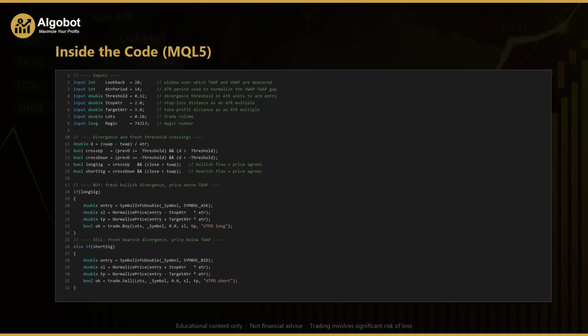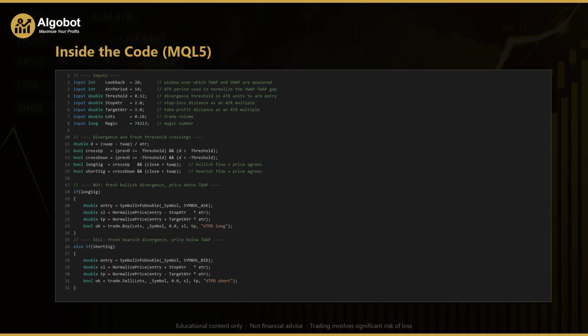The stop is set below the entry by 2 ATR, the target above by 3, and the trade.buy call sends the order. The sell block mirrors it exactly. The short signal needs the downward cross and a close below the time average. The entry is taken at the bid. The stop sits above the entry by 2 ATR, the target below by 3, and trade.sell places the order.